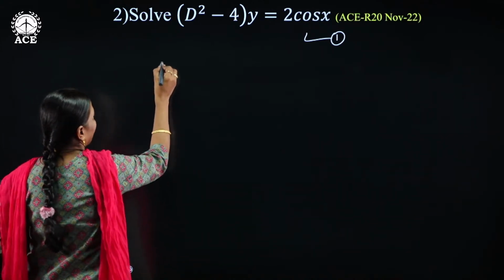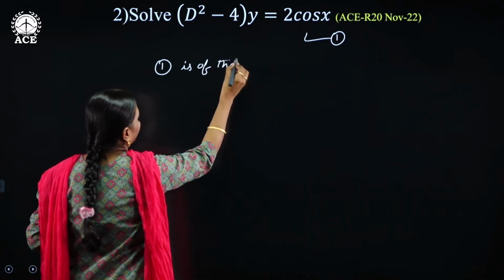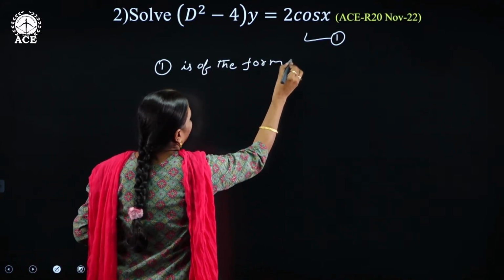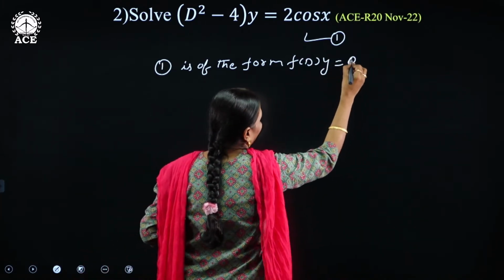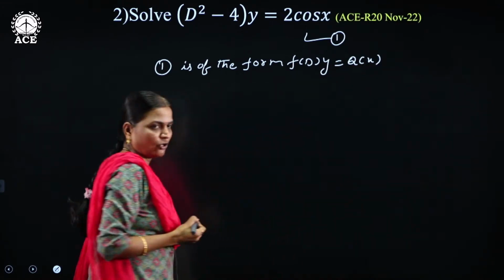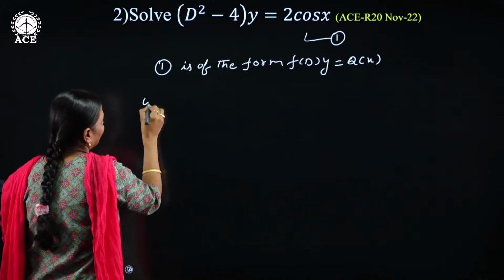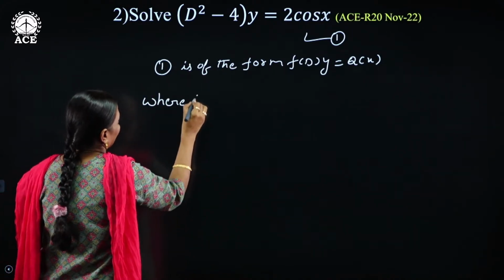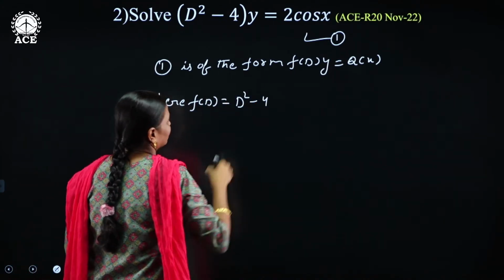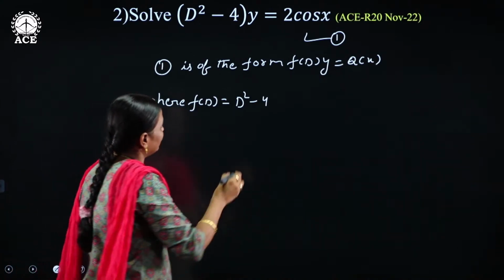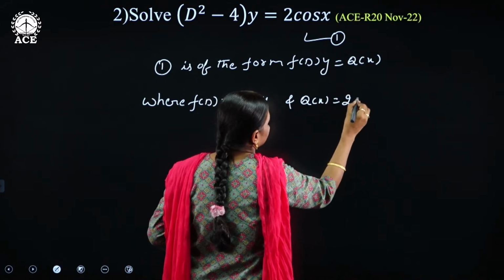So first, write the standard form. Equation 1 is of the form f of D into y is equal to Q of x. Compare equation 1 with the standard form, where f of D is equal to D square minus 4, and Q of x is equal to 2 cos x.